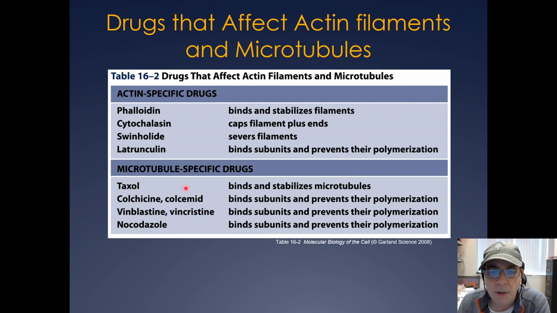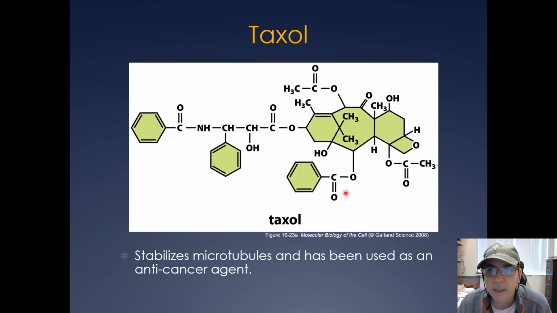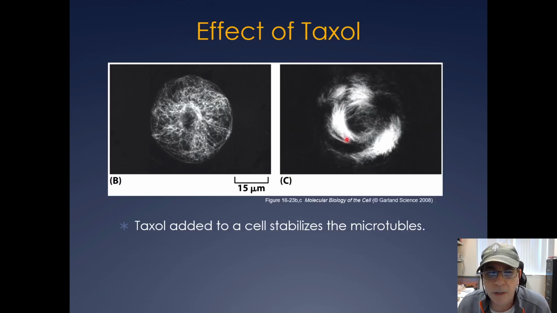And what it does is it binds and stabilizes microtubules and actually can prevent cancer cells from going through the cell cycle. And here's the chemical structure of Taxol. The brand name for the chemotherapy is called Paclitaxel, and I believe it comes from the yew tree and is just isolated. And what it does is it binds to the microtubules and stabilizes them.